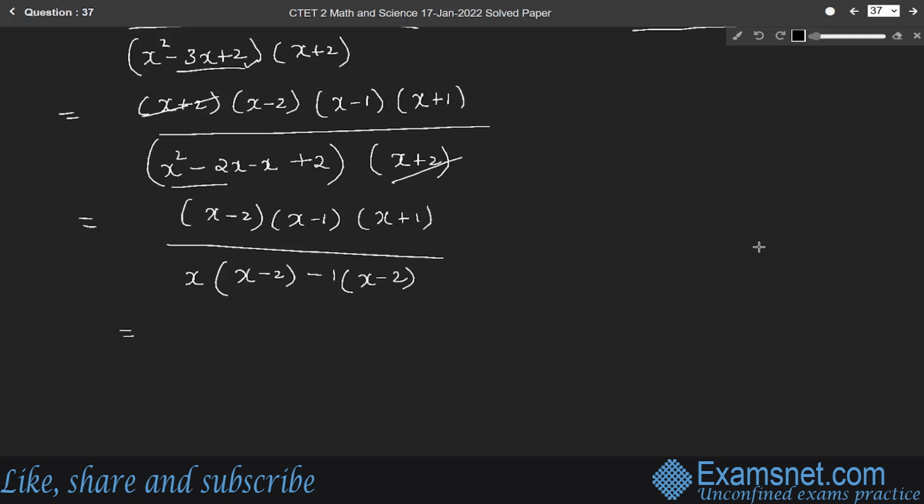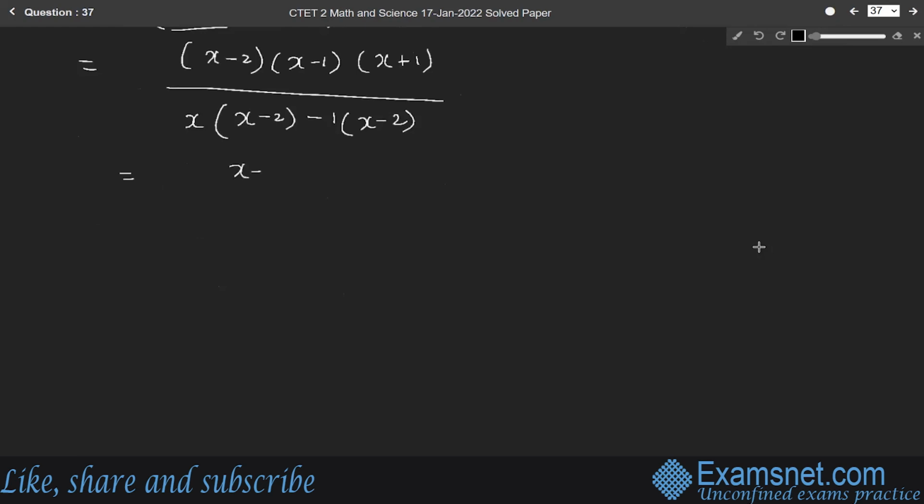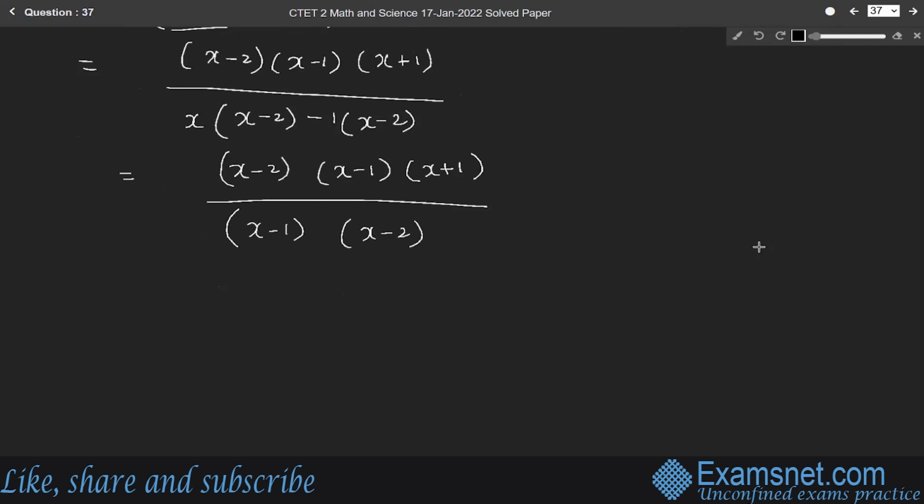Therefore, it is (x minus 2) into (x minus 1) into (x plus 1), whole divided by (x minus 1) into (x minus 2). So we can cancel x minus 2, x minus 2, x minus 1, x minus 1. Therefore, the answer is x plus 1.